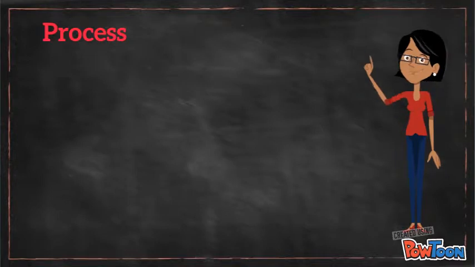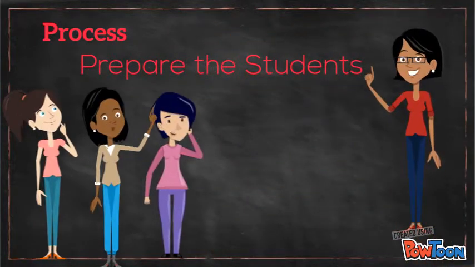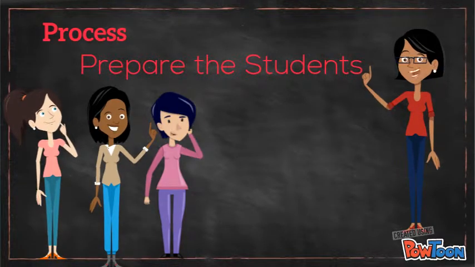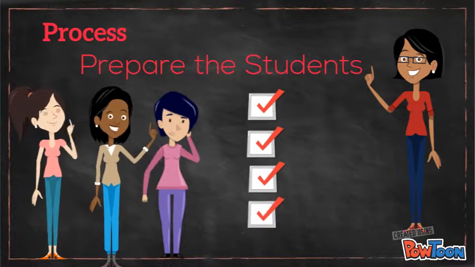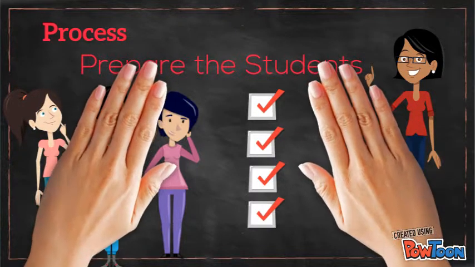Prepare the students for the assessment. Communicate who, why, where, and when the assessment will be conducted. Remember to communicate to the students that the importance of the assessment is to improve their learning outcomes. Also communicate that the assessment is anonymous and also confidential.